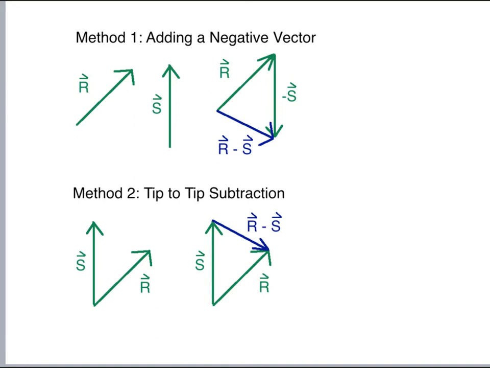Now let's look at these two purple vectors here. I've got this one up above and this one down below. You can see they're the same length and the same direction. That's because they're both the same vector, r minus s. So regardless of which of these two methods you try, you're going to get the same answer. And that's very important.